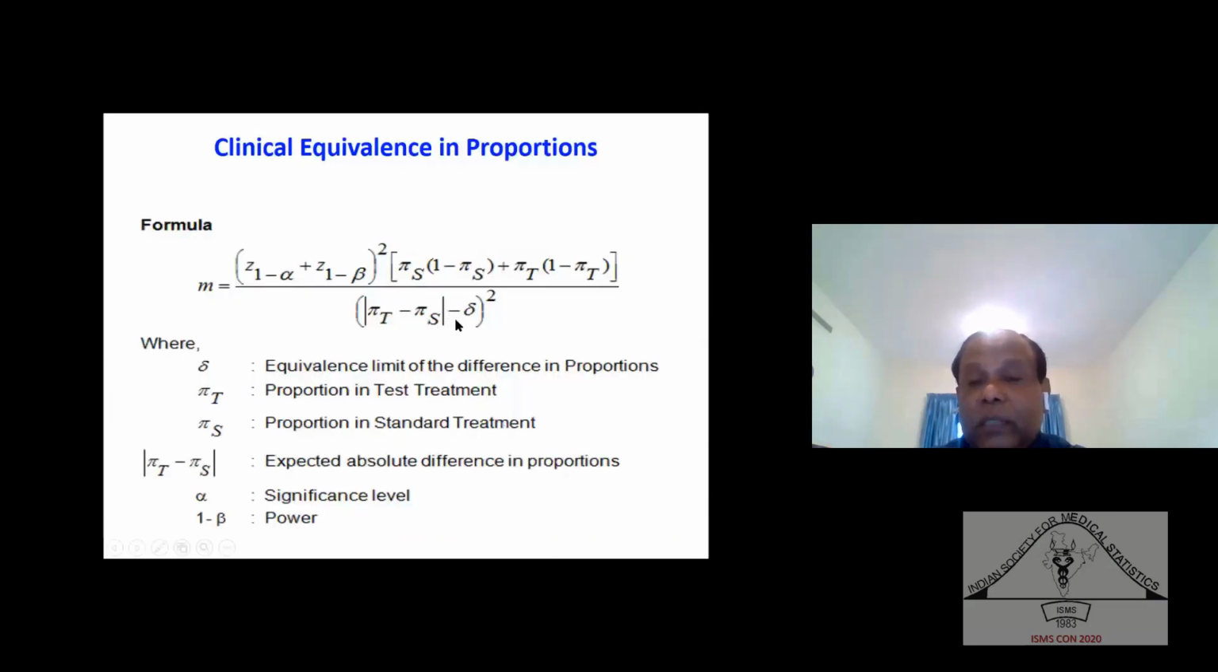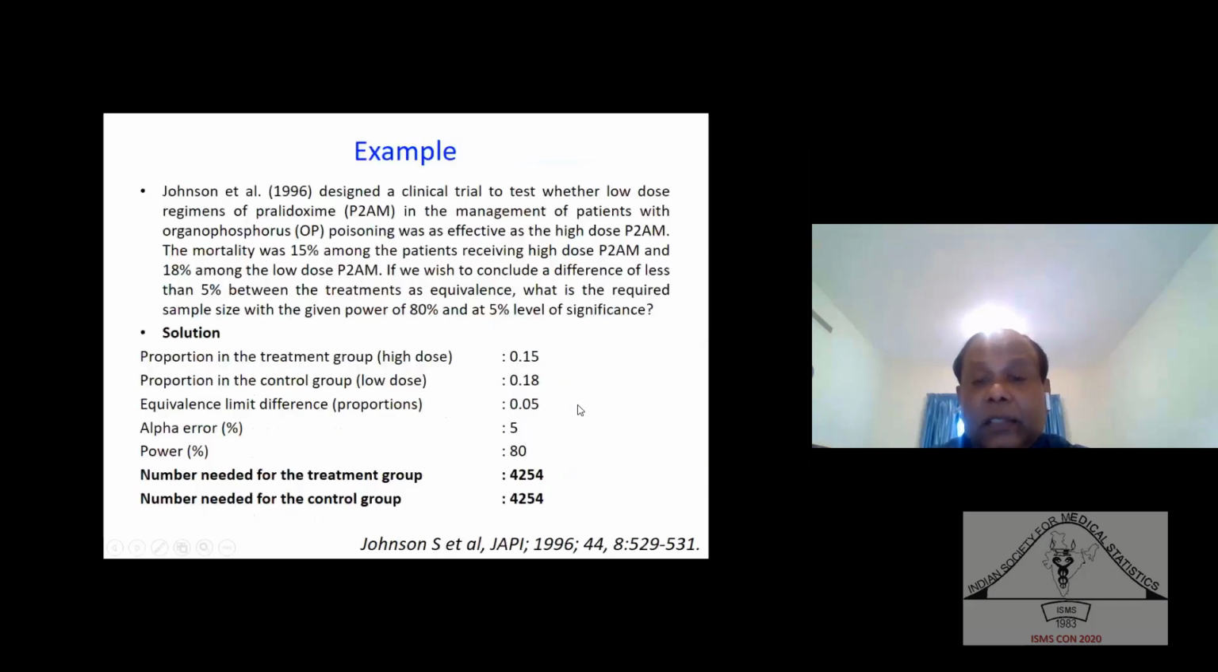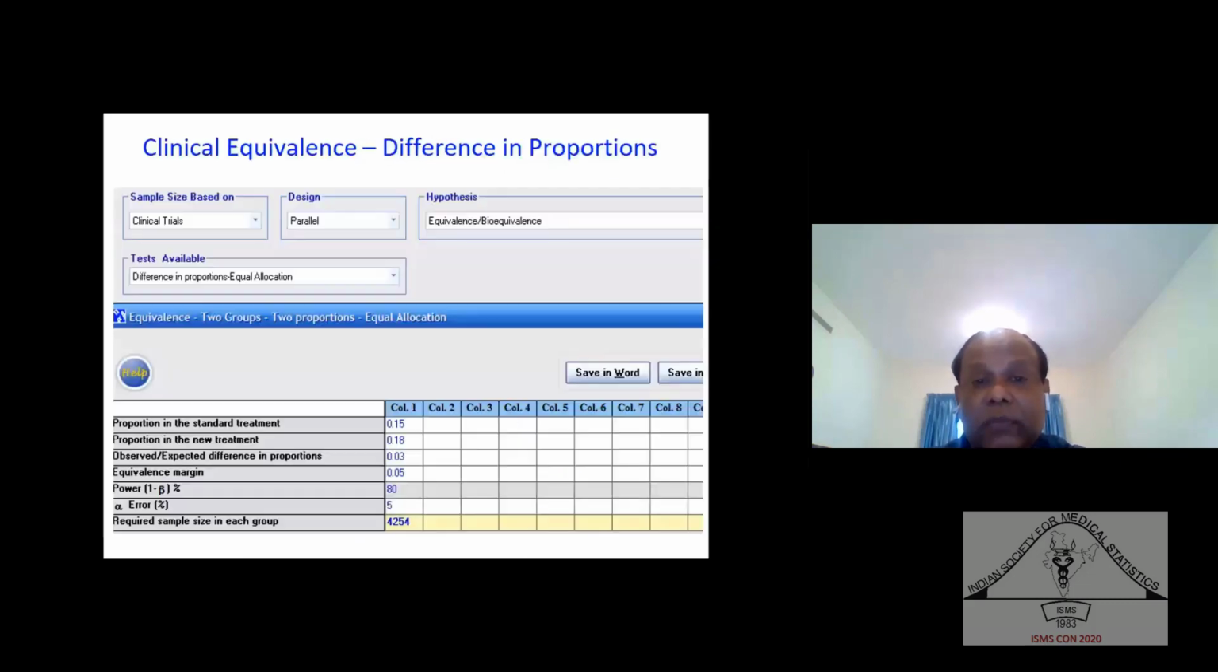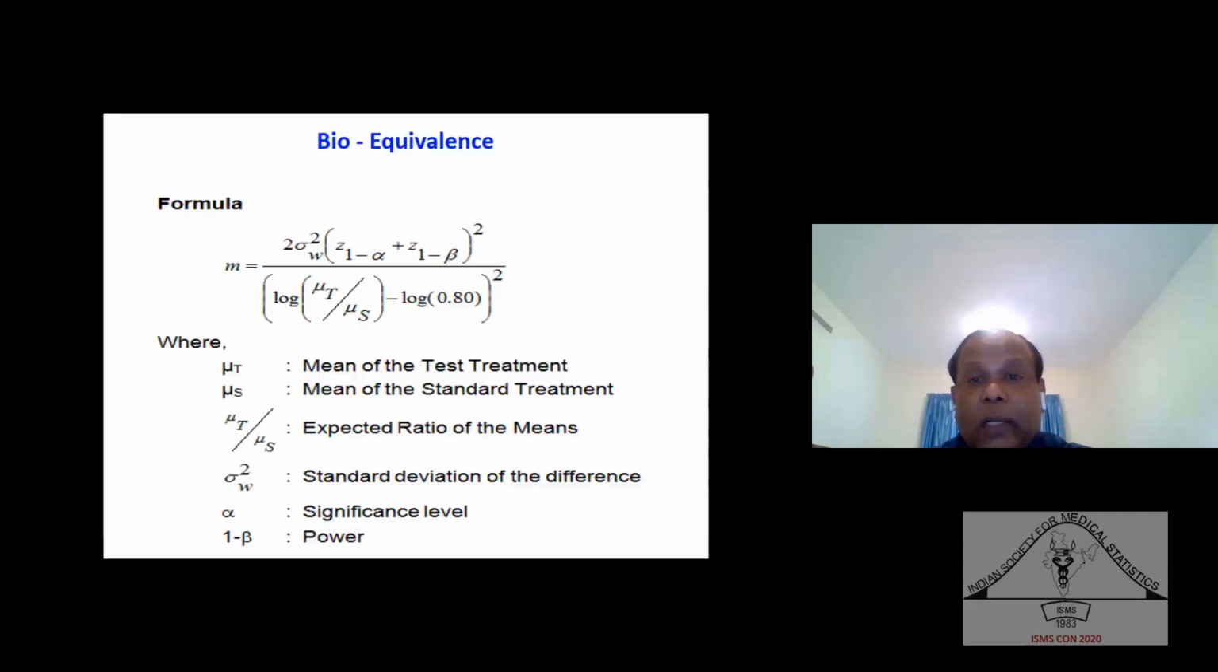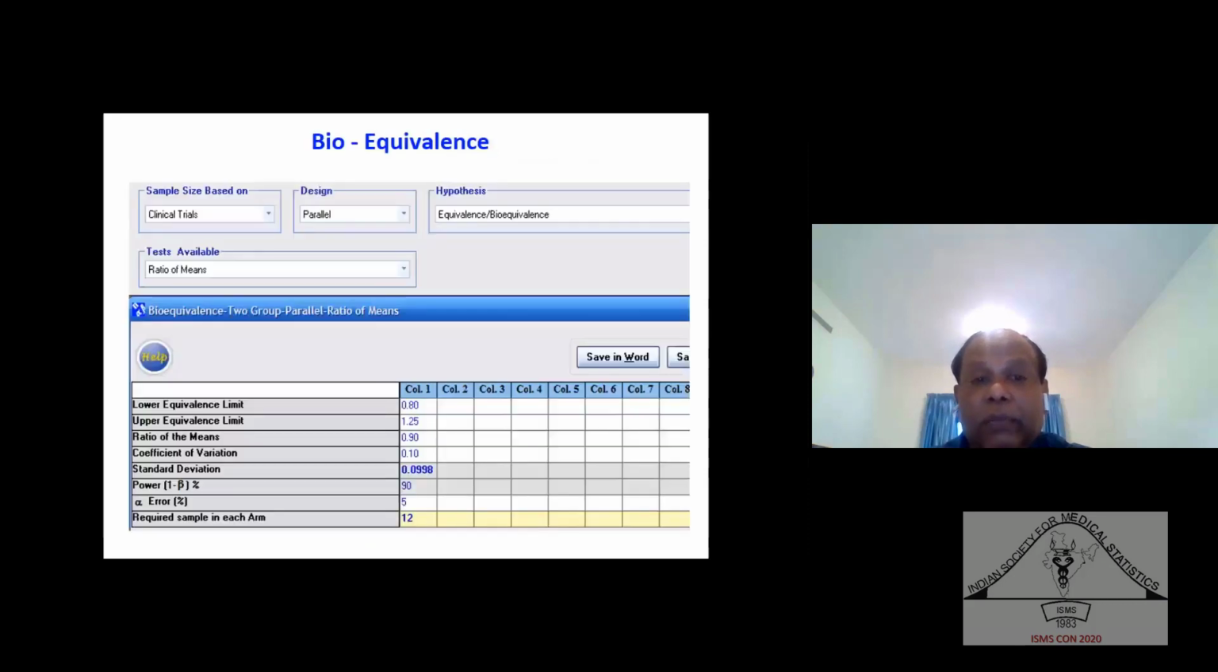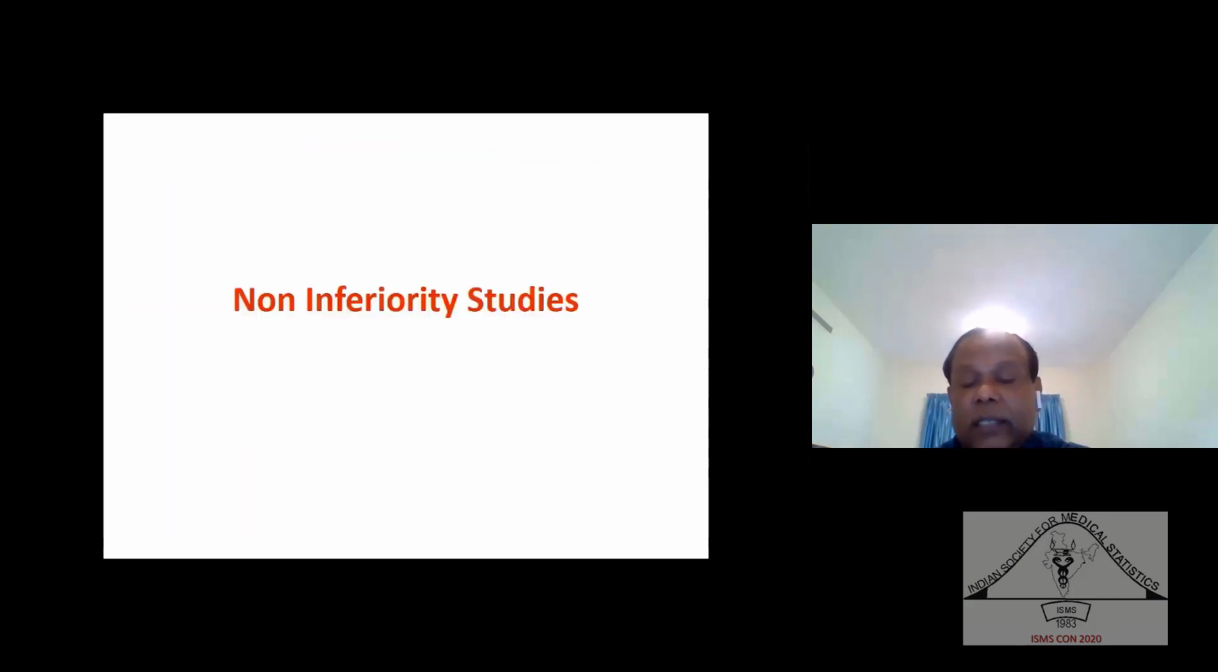This is for the proportions. Please remember, this is the formula. This is for the proportions we have explained. And this is for the bioequivalence studies. I'm not going to go into the details. Don't worry about it, you can go through the slides. Coming to non-inferiority studies, I'll take another 10 minutes and I will show you some literature examples.